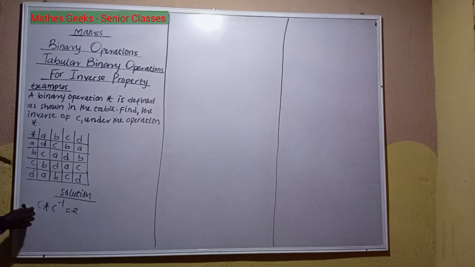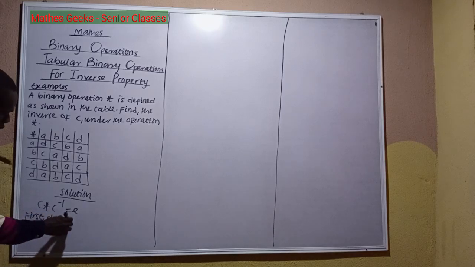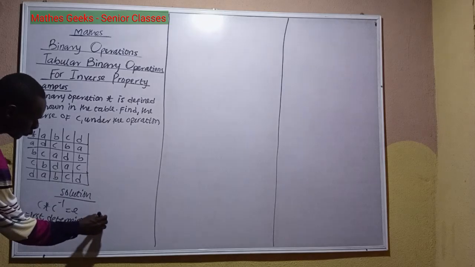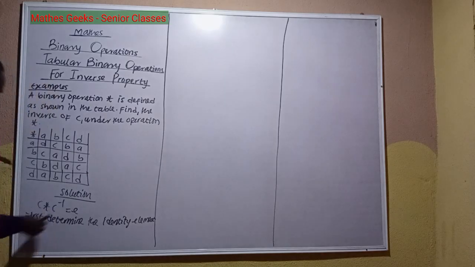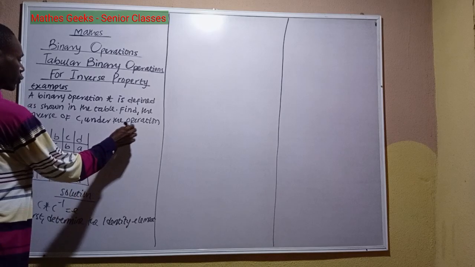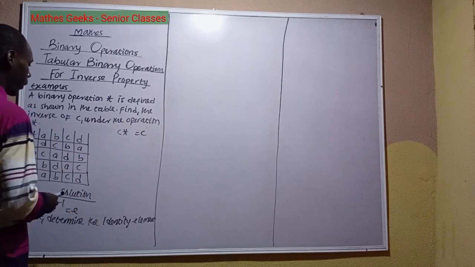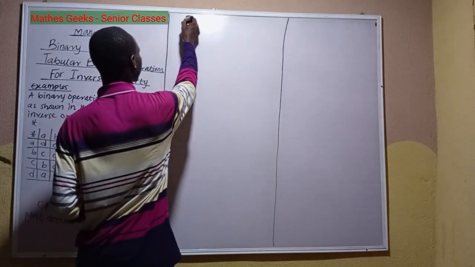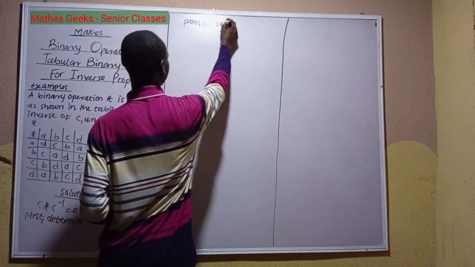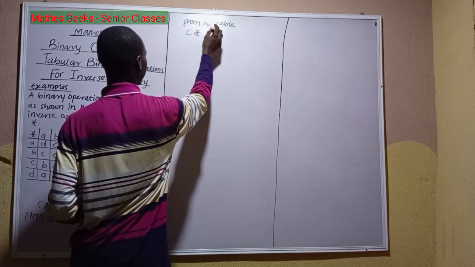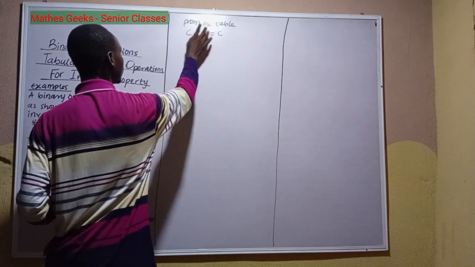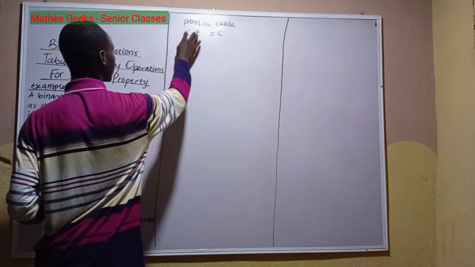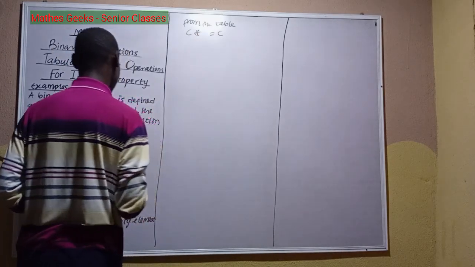So for us to be able to get C inverse, we need to get the identity. So we say first, determine the identity element E. The identity element E means C operation something that will give us C. So from the table, C operation what will give us C. Whatever will be here, that will give us C when C combines with it. That's the identity element.